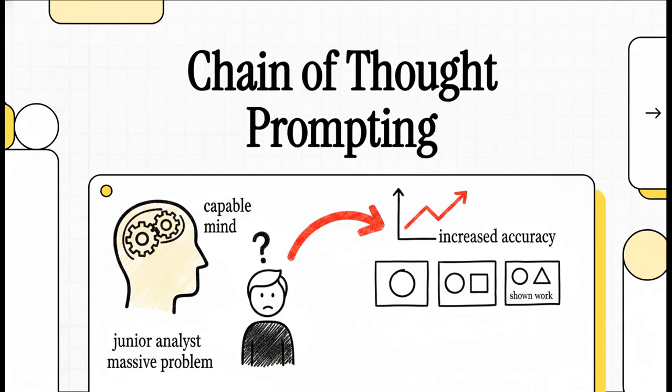approach. I want you to start treating the AI like a highly capable, but very junior analyst. Think about it. If you give a junior analyst a massive problem and just ask for the final answer right away, they might panic and guess, right? But if you ask them to carefully show their work, step by step, their accuracy absolutely goes through the roof. And that is exactly what we're going to do today.